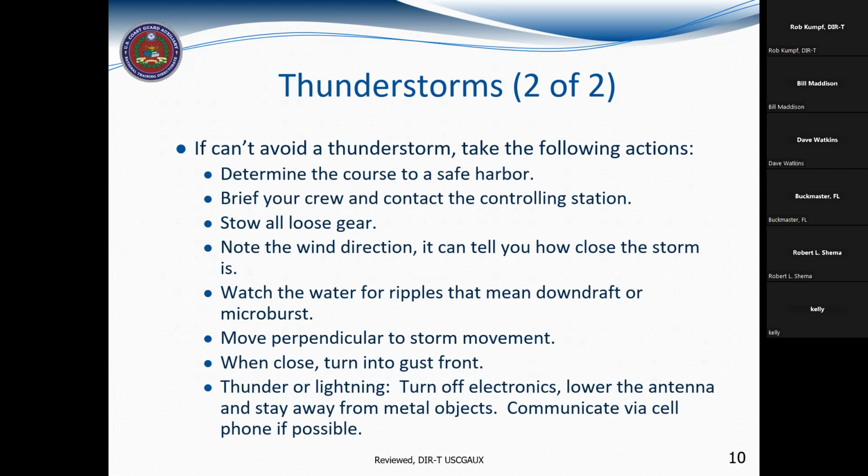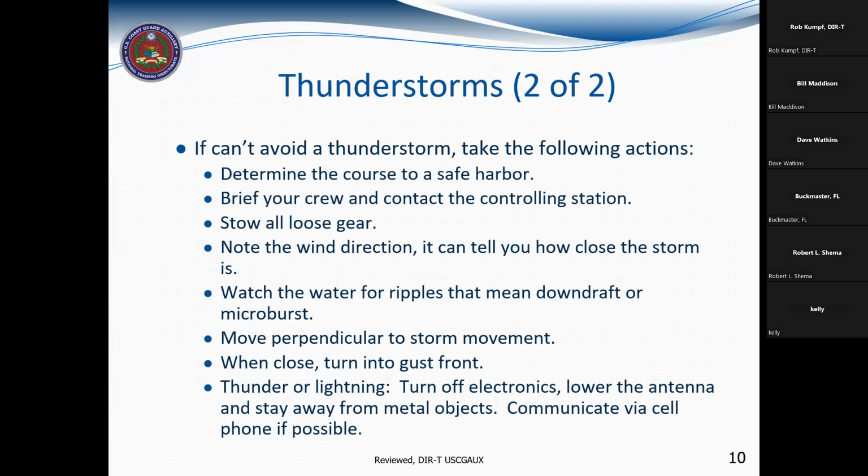Stow all your loose gear, note the wind direction, because you can tell how close the storm is. So is the wind blowing towards the storm, or is that microburst right near you and now it's going away from the storm? What's the temperature in the air like? Is it hot and then suddenly cold? What's happening? Try to move perpendicular with the storm so you're not going into it. You're not going to outrun it on the water, so you can go perpendicular.